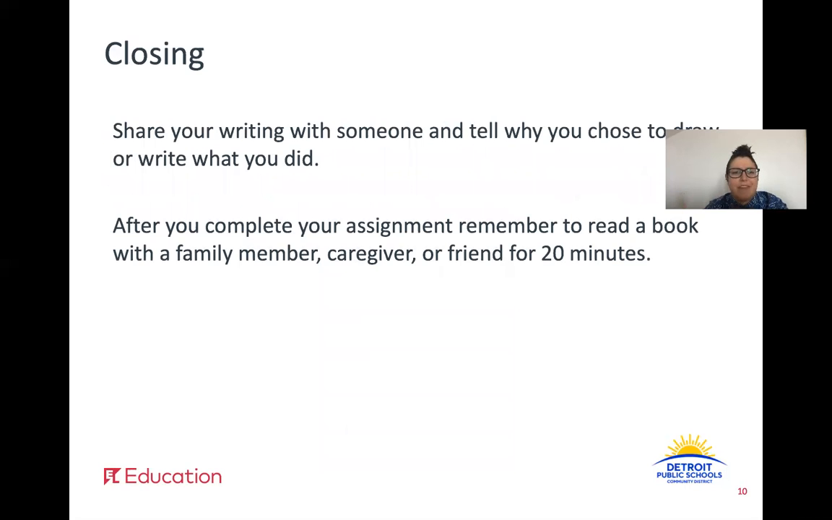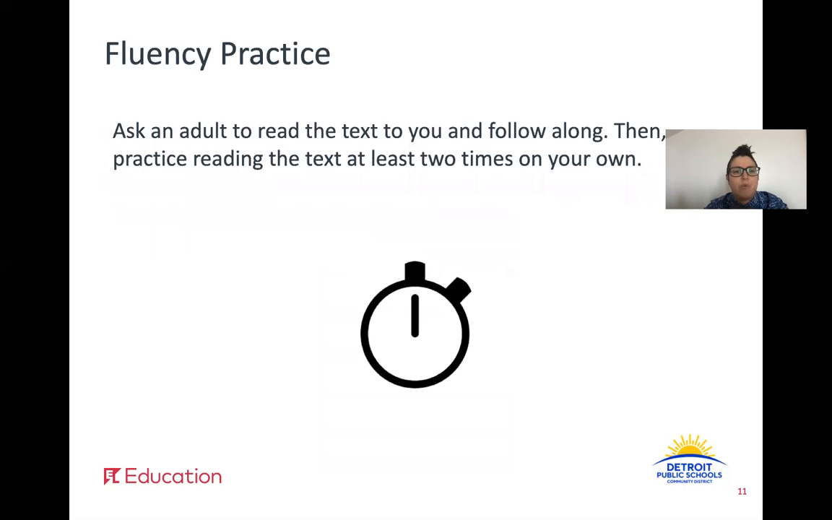Nice job. It's time for us to wrap up this lesson. Make sure you share your writing with someone and tell them why you chose to write what you did. Also, please remember to spend 20 minutes reading with a family member, caregiver, or friend. Also, I want you to work on your fluency practice. Ask an adult to read the text to you and follow along. Then practice reading the text at least 2 times on your own.